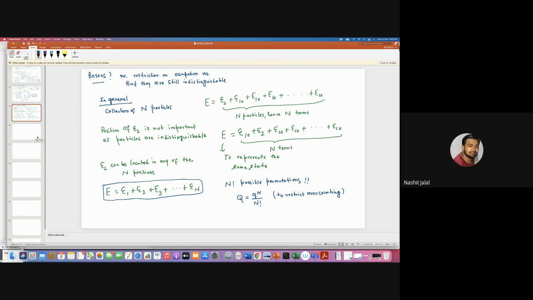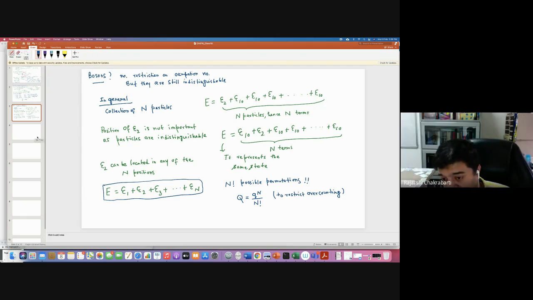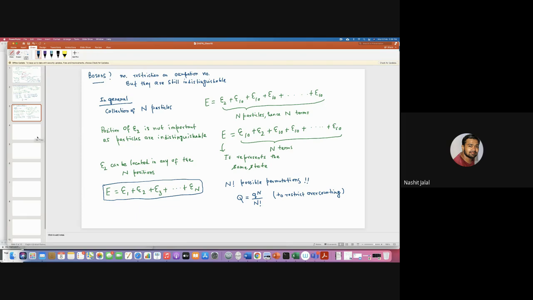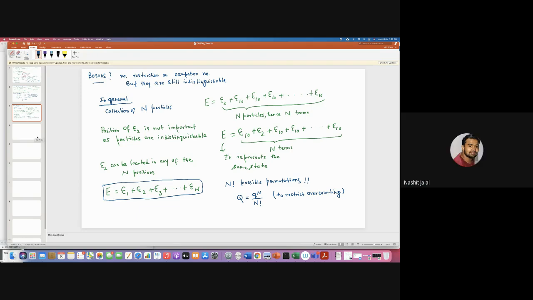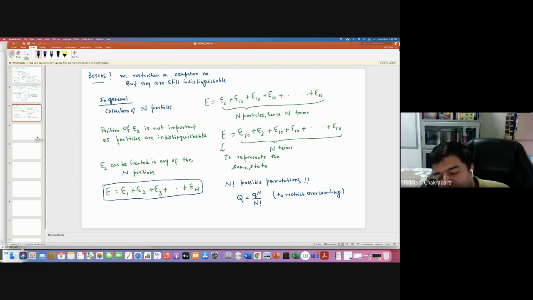Sir, this divide by n factorial which you have used, is this for non-interacting? No restriction. It could be for fermions, could be for bosons. For bosons also the relation will be the same. It's divided by n factorial, because I'm saying it is epsilon 1, epsilon 2, epsilon 3. For bosons also it is a good approximation that you divide by n factorial.